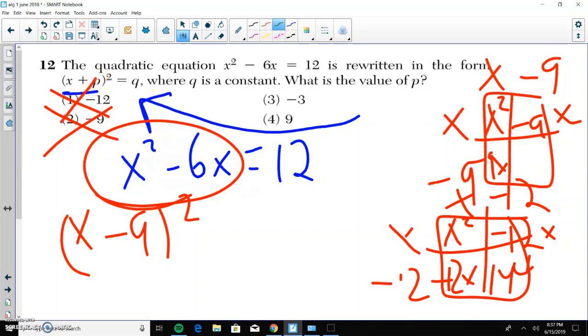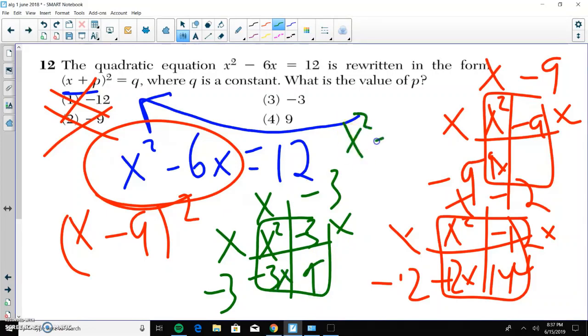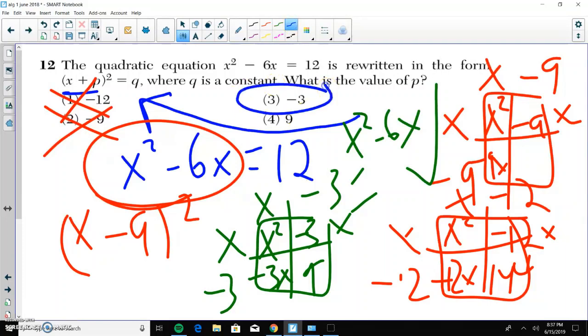Now let's try x minus 3. x squared minus 3x, minus 3x, 9. So this is x squared minus 6x, which works. That's why 3 is going to be your answer. You could also do this by completing the square, but I do not like completing the square, so that's why I did it this way.